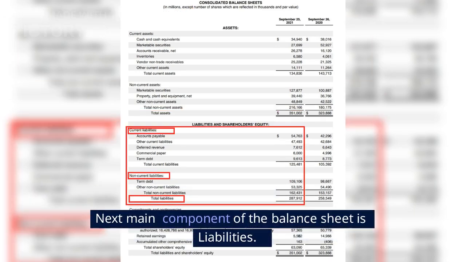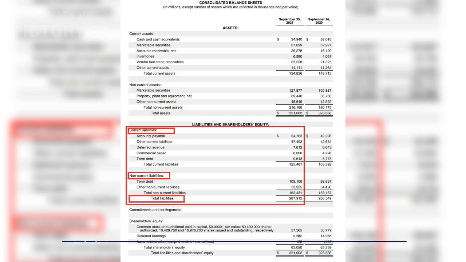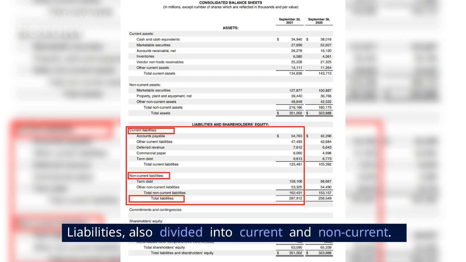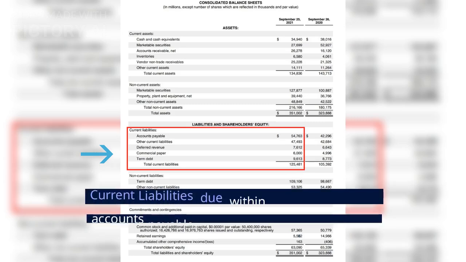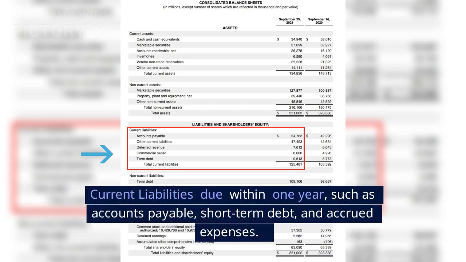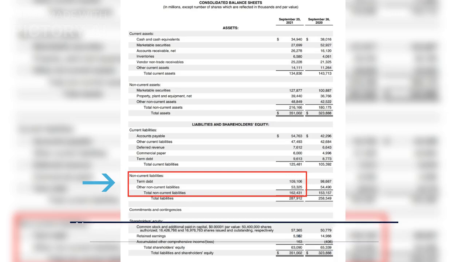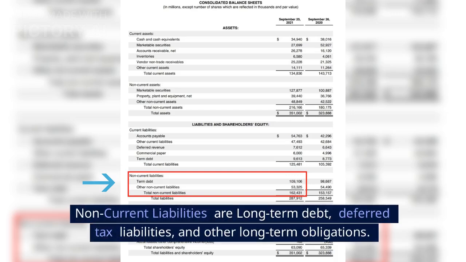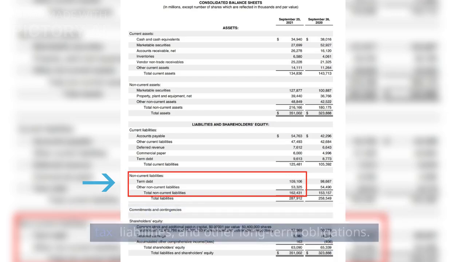The next main component of the balance sheet is liabilities. Liabilities are also divided into current and non-current. Current liabilities are due within 1 year, such as accounts payable, short-term debt, and accrued expenses. Non-current liabilities are long-term debt, deferred tax liabilities, and other long-term obligations.